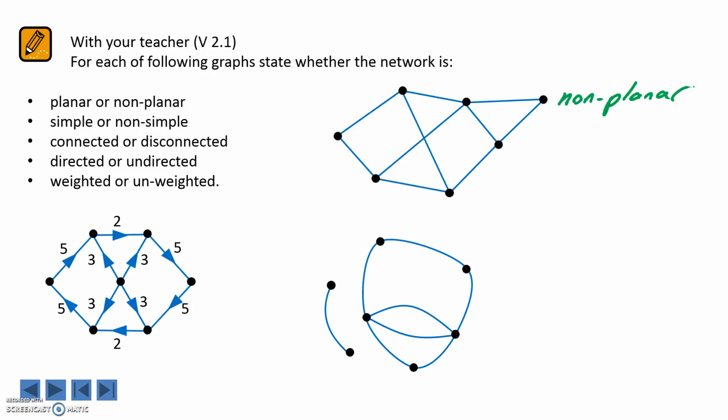Is it simple or non-simple? So remember, to be simple, it has no loops, and between 2 points, or vertices, there is only one edge. So if we have a look here, there are no loops, so it satisfies that. And each 2 points, there's one edge, one edge, one edge. It looks like it is simple.